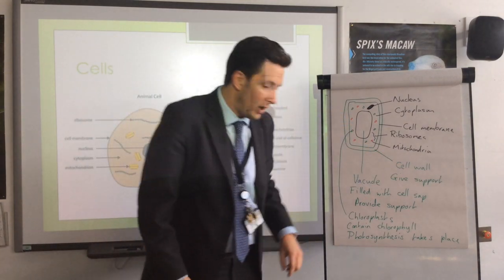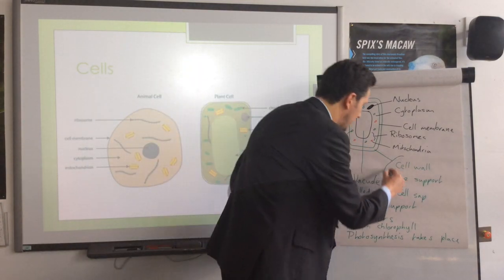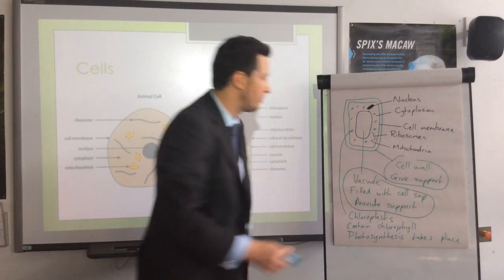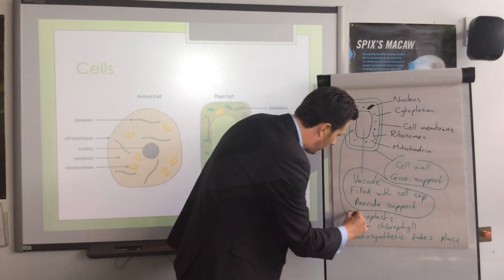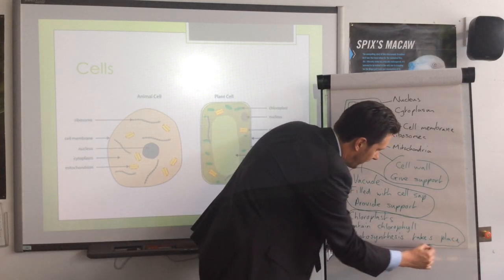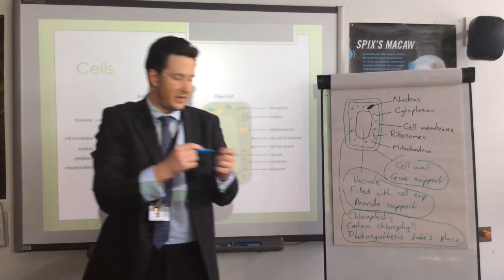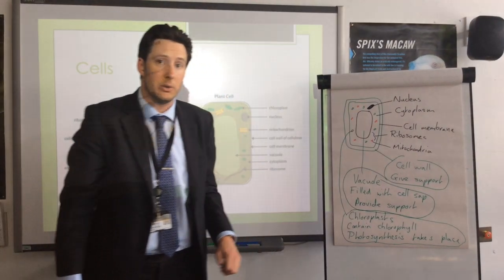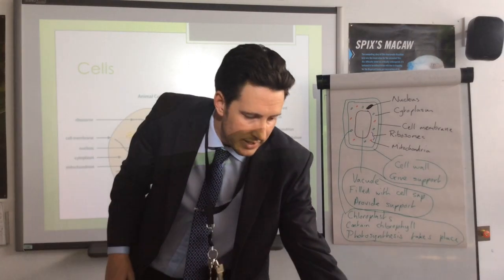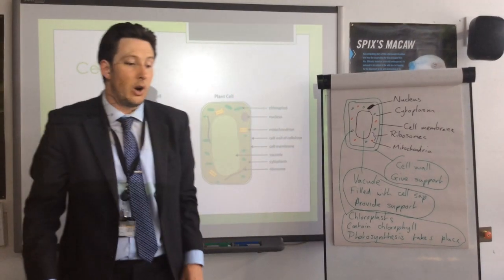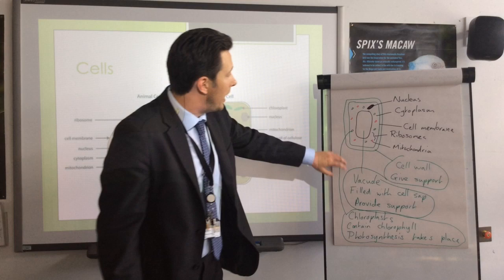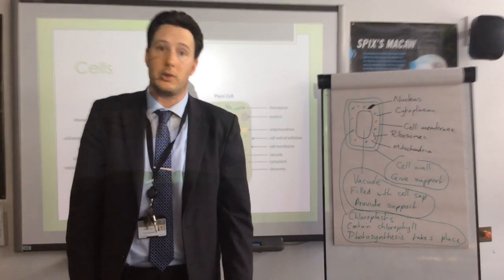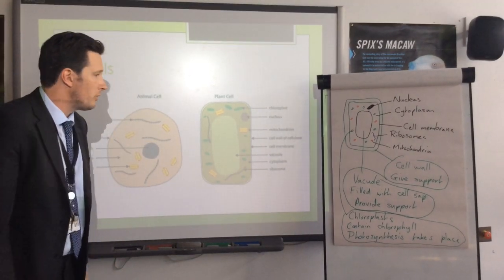So these three: cell wall, which gives support to the cell; the vacuole, which is filled with cell sap and provides more support; and the chloroplasts, which contain chlorophyll and are where photosynthesis happens, those three are only found in plant cells. So use your knowledge there to actually say which cell you've got. If you've got any of these structures in the cell, then you know you're talking about a plant cell. Okay? So that's a really good thing to remember.